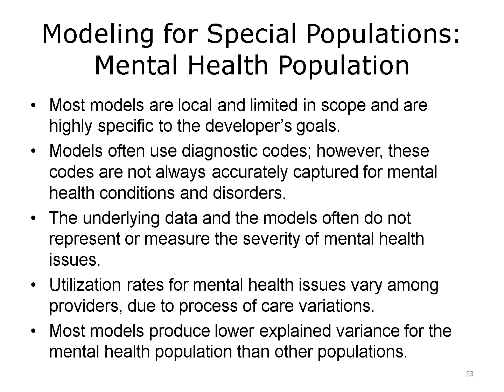However, these codes are not always accurately captured for mental health conditions and disorders. The underlying data and the models often do not represent or measure the severity of mental health issues. Utilization rates for mental health problems vary among providers due to the variations in the process of care. Most models produce lower explained variance for the mental health population than other populations.